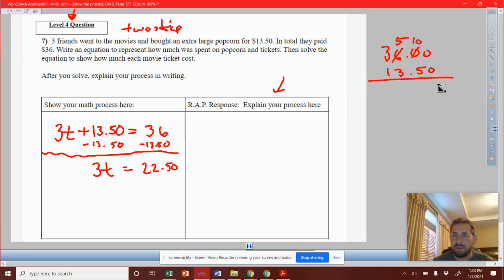0 minus 0 is 0. 10 minus 5 is 5. 5 minus 3 is 2. 3 minus 2 is 2. And we'll bring that decimal down. So it's 22.50. So now to get the t by itself, this is 3 times t.